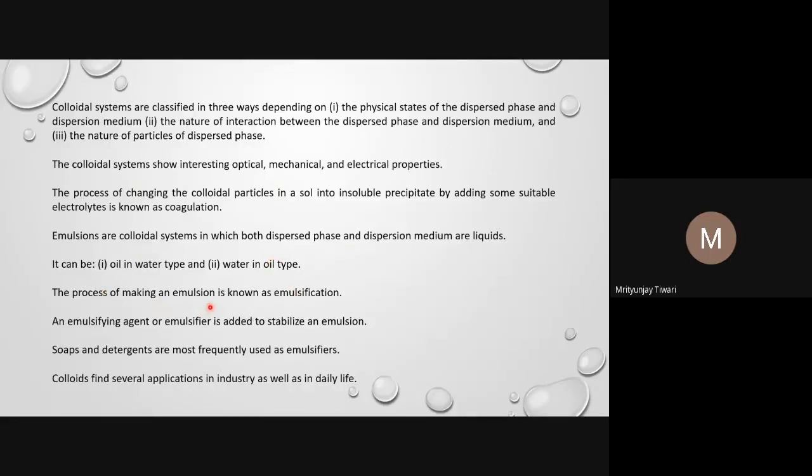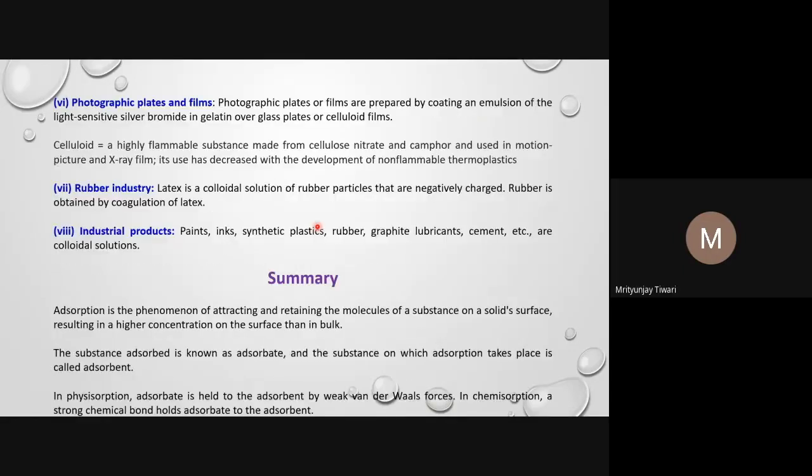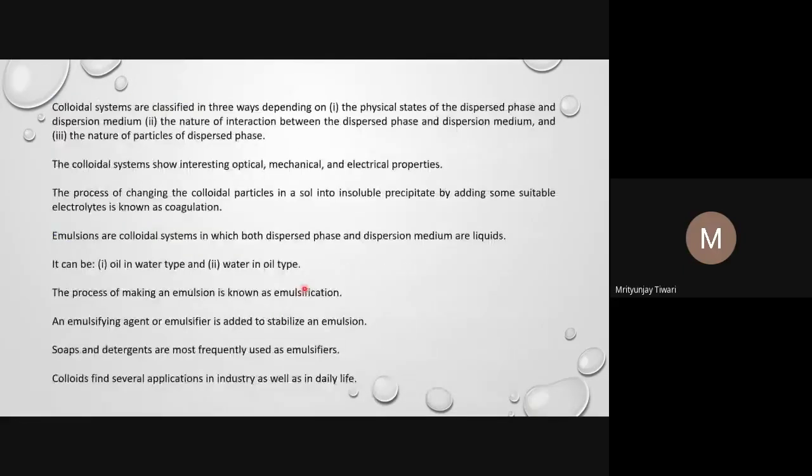The process of making an emulsion is known as emulsification, and to stabilize emulsions we need emulsifying agents. An emulsifying agent, or emulsifier, is added to stabilize an emulsion. Soaps and detergents are the most frequently used emulsifiers. Colloids find several applications in industry as well as in daily life, and these applications we have just seen.